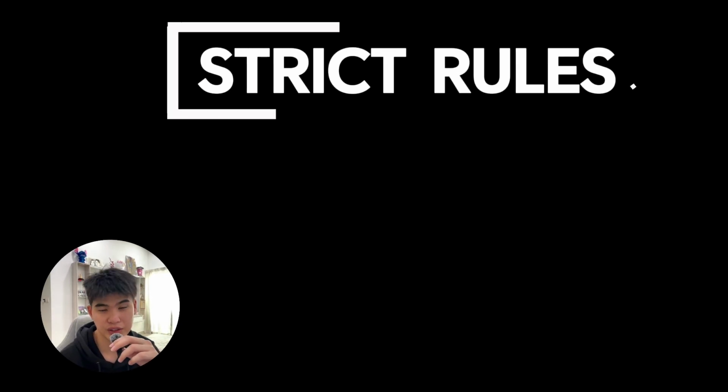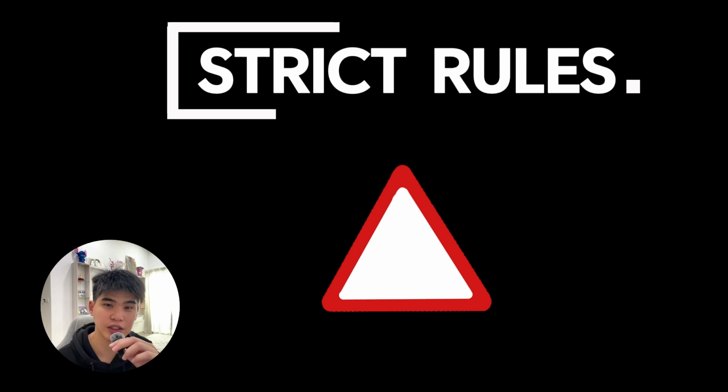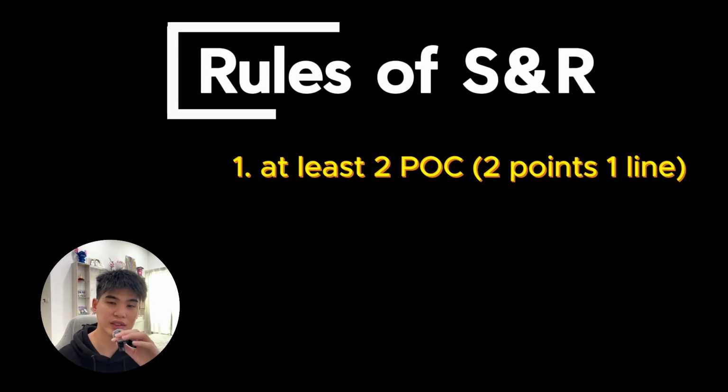However, before we move into how to find our support and resistance, there are a few strict rules that you have to bear in mind and remember before you start trading it. Rule number one: any support and resistance must have at least 2 points of contact in order to qualify as a support or resistance. Just remember this: 2 points, one line.